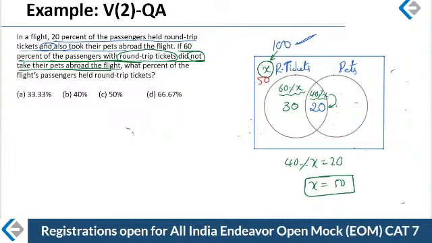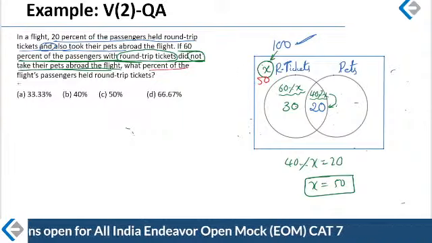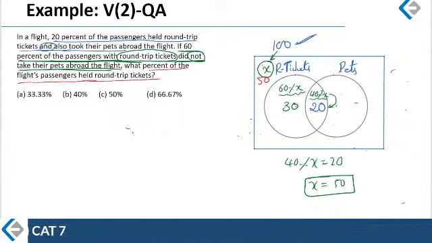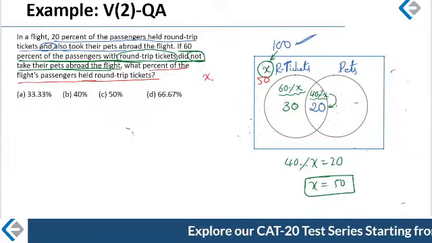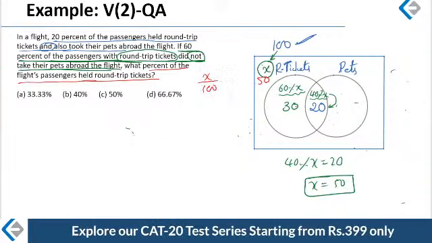Good. Now the question here: what percent of the flight passengers held a round trip ticket? The question is X divided by 100. What is the value of X here? 50. 50 divided by 100. How much percentage? 50 percent.